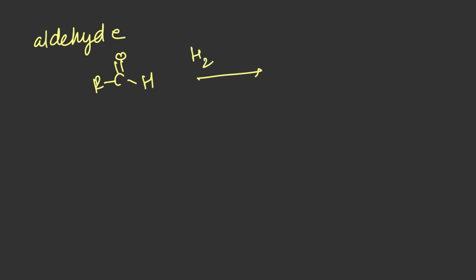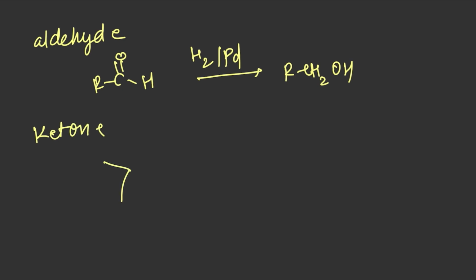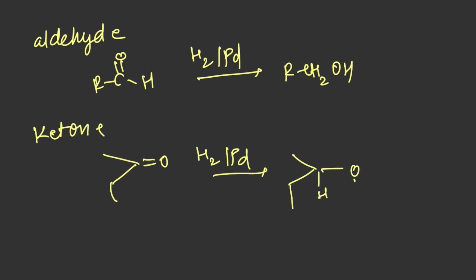It's actually syn addition. Second, we have aldehyde, RC double bond O H, react with hydrogen palladium and will form RCH2OH. Ketone reacts with H2 and palladium. So again the reaction will be syn addition, hydrogen and OH. It is 2 degree.